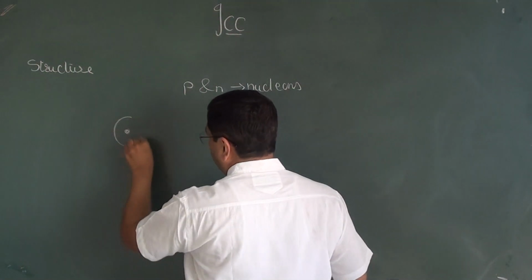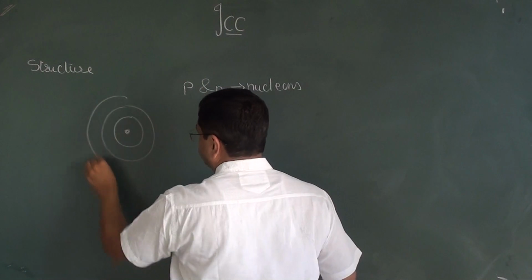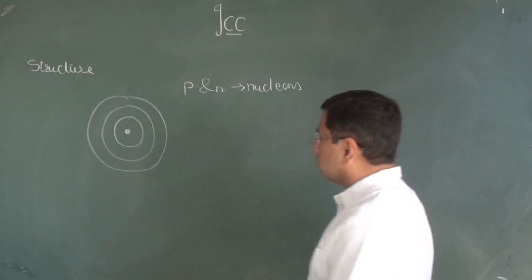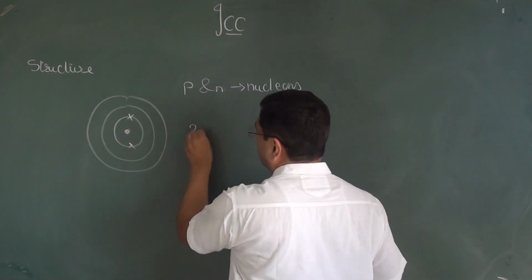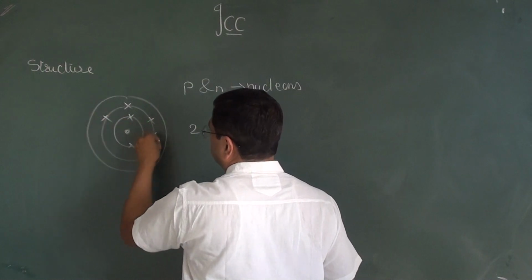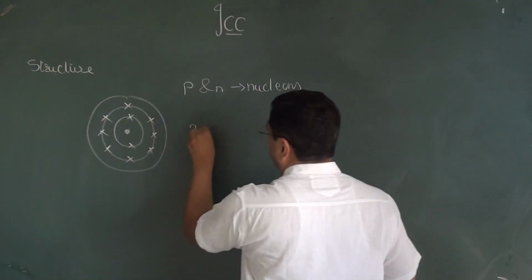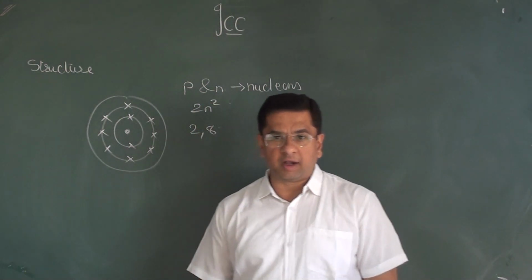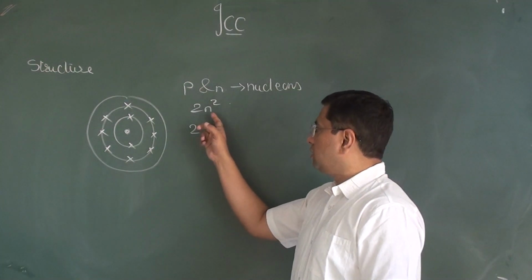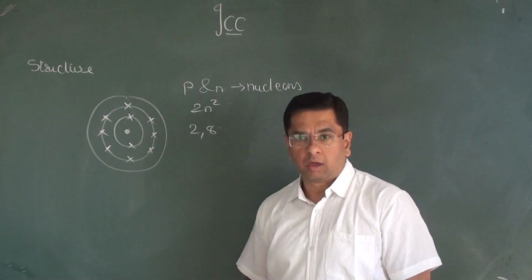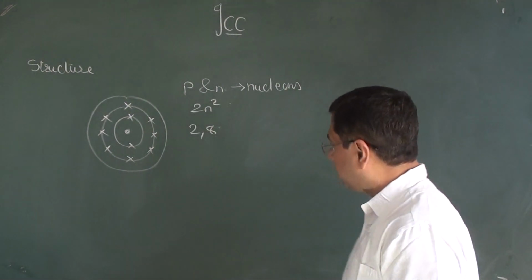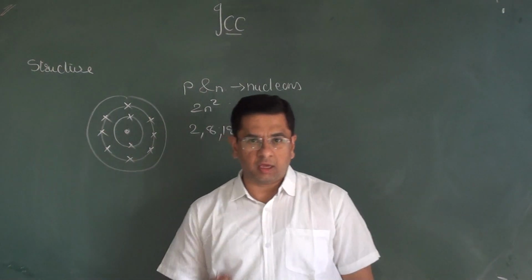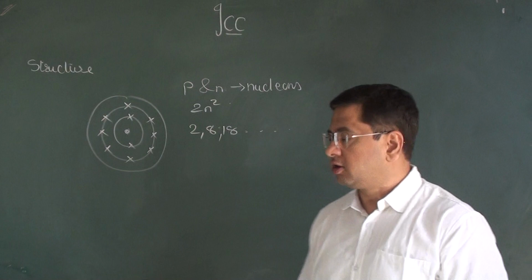And electrons, as we know, are revolving in circular orbits. Of course, you have seen that the first orbit has a capacity of 2 and the second orbit has a capacity of 8 electrons. You see the formula 2n squared, where n is the orbit number. If it is 1 then 2, if it is 2 then the number of electrons which can be accommodated in the second orbit is 8, and if it is 3 then 18 and so on.